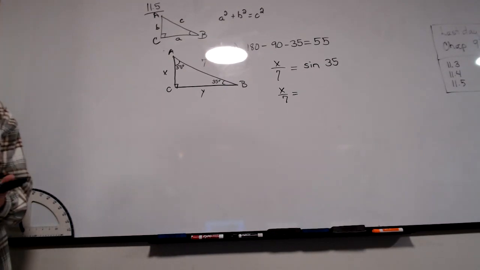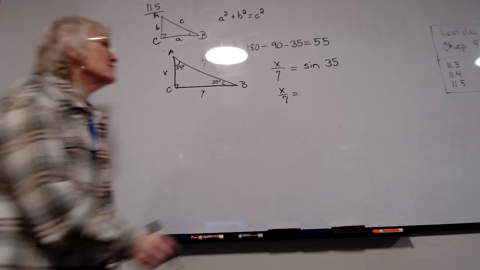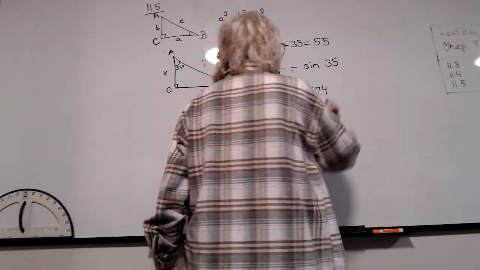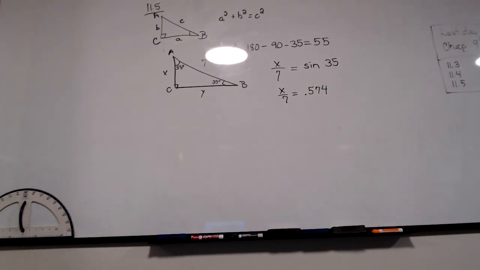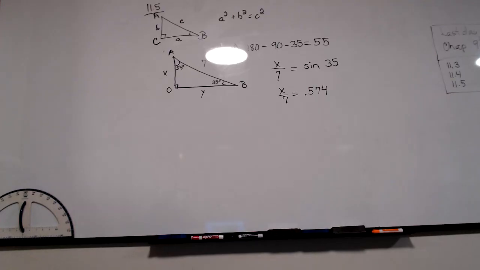Because we know what the ratio is going to be. What is that going to be? 0.574. I have a question. Can a sine ever be greater than 1? I want you to think about that. When I plug in sine, will I ever get a number greater than 1? Okay, let's think about it. What is our bottom number here? 7. Yeah, but what is it normally?